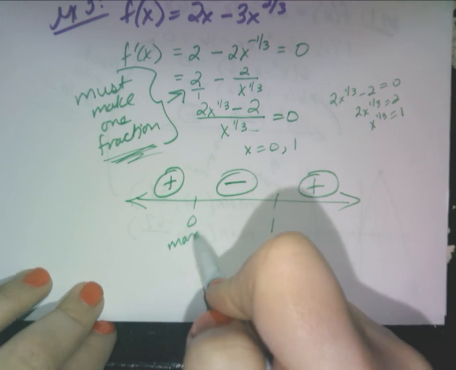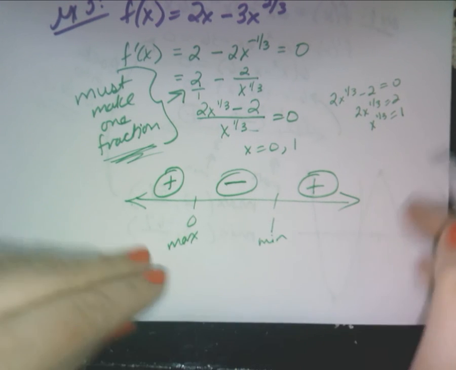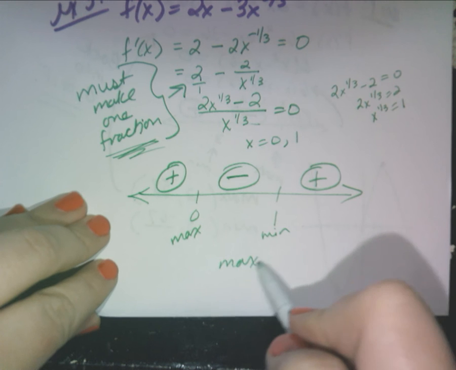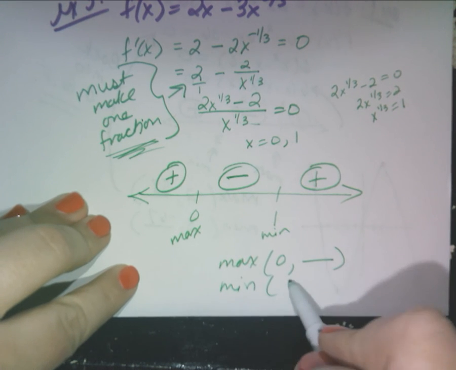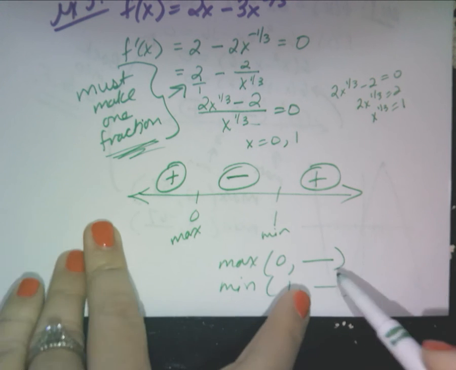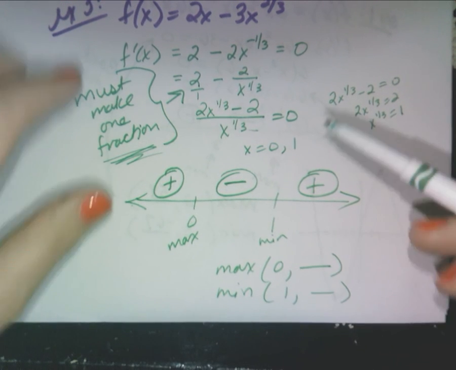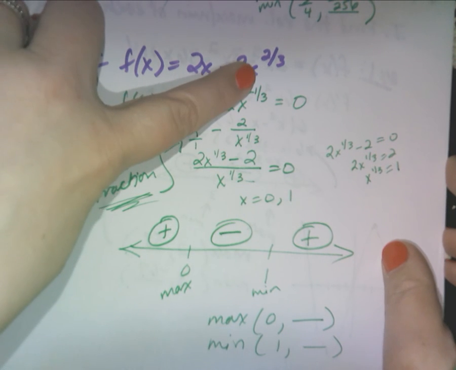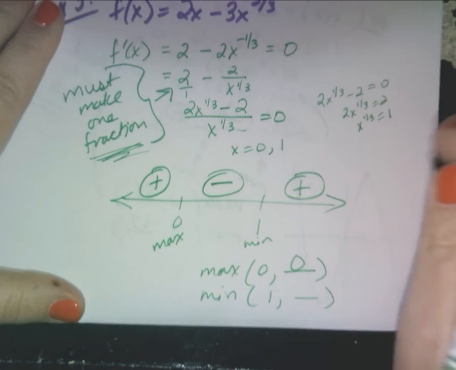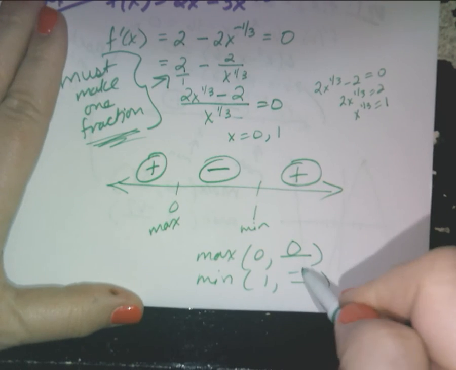Okay. So then if I'm going from an increase to a decrease, what's that? Max. Decrease, increase. Min. Your max would then be located at 0 comma something. Your relative min would be then located at 1 comma something. How do I get those numbers? Plug it into the OG. So 0 back into this purple function right here would be 0. 1 into that purple function would be -1. That was actually a nice one.